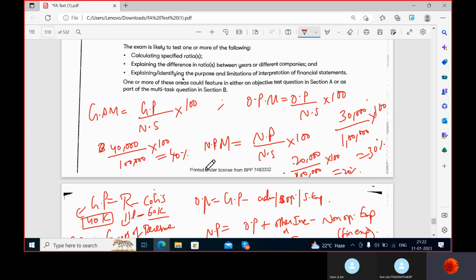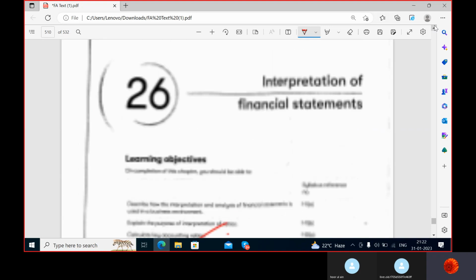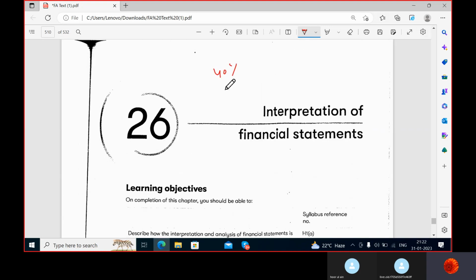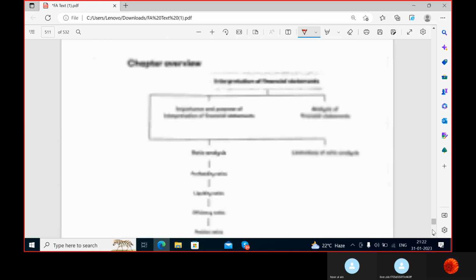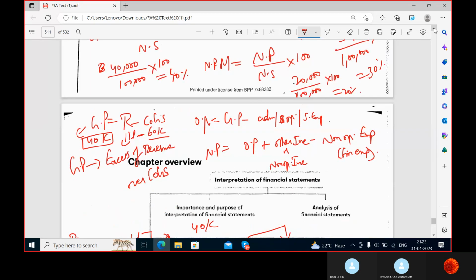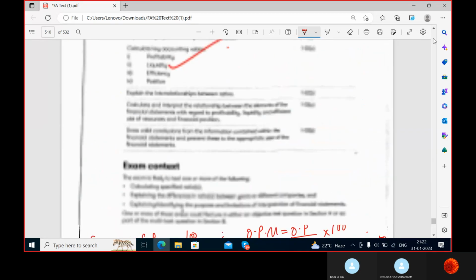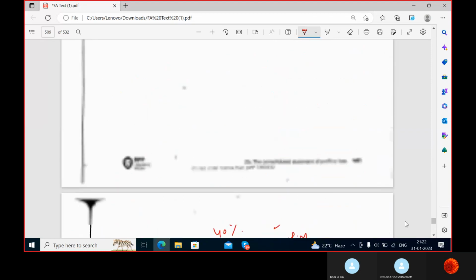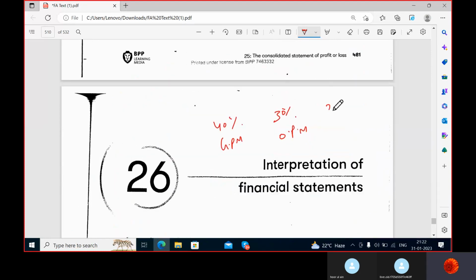Now, what is the interpretation for all this? Let me just write it here. 40% gross profit margin, 30% operating profit margin, and then last was 20%. How much? 20% was my net profit margin.